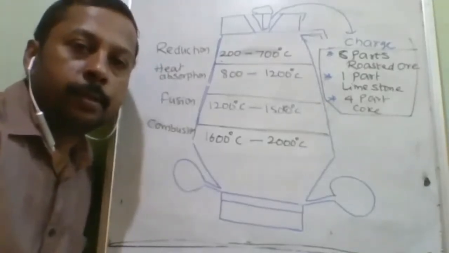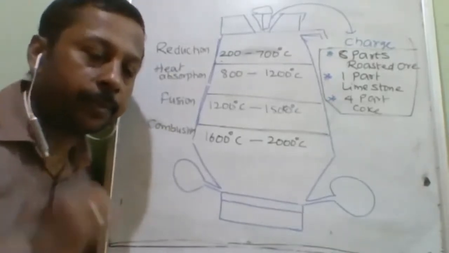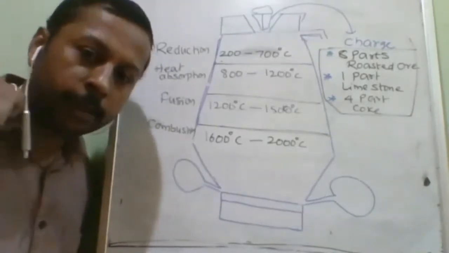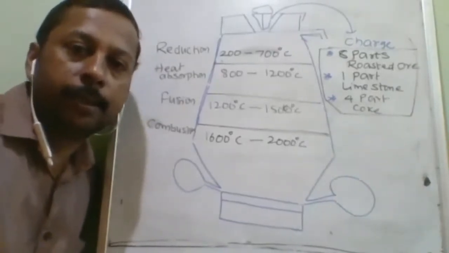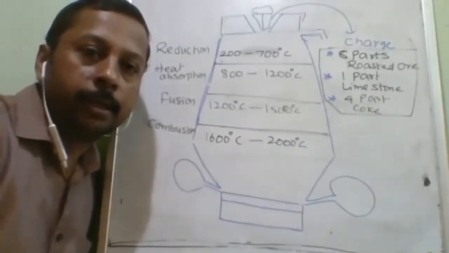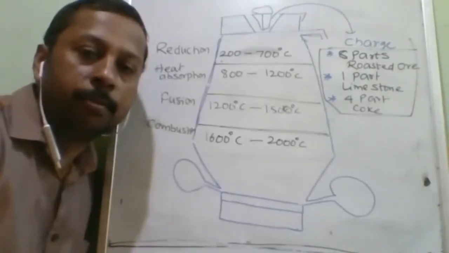Okay, this is how we are going to manufacture iron. We are going to manufacture iron from its oxide ores, hematite and magnetite. Hematite and magnetite are the ores of iron. Ores of iron are what? Hematite and magnetite. Both are oxide ores only, so directly we can reduce them to the metal.